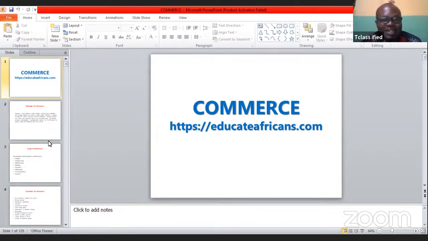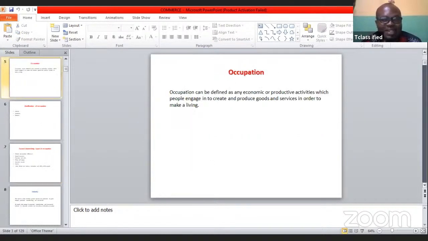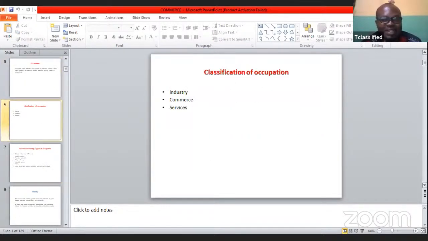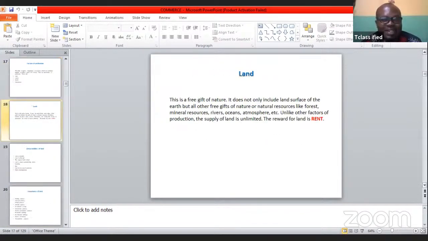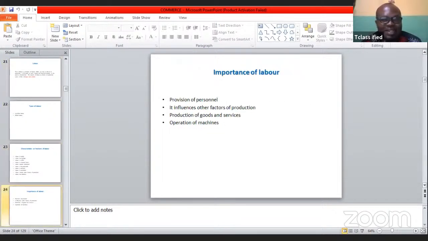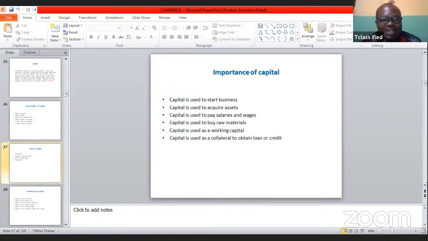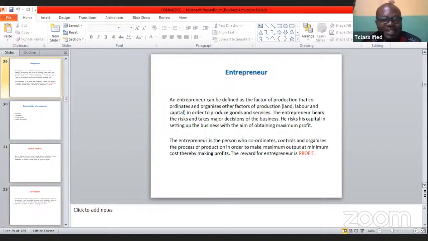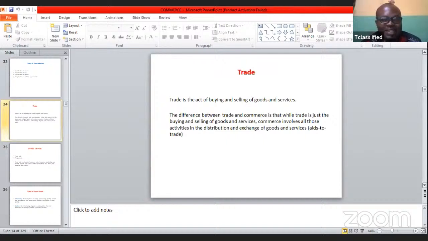Okay. I've looked at the meaning of commerce and the scope of commerce, looked at a whole lot of things, and today we're going to be looking at different topics. We've looked at factors of production, land, labor, skilled and unskilled capital, then characteristics of capital, okay? Types of capital importance, then entrepreneur level, specialization, trade, okay? So this is where we are, and this is where we're going to be continuing today.